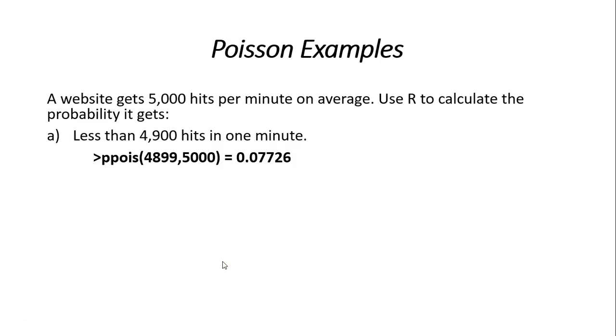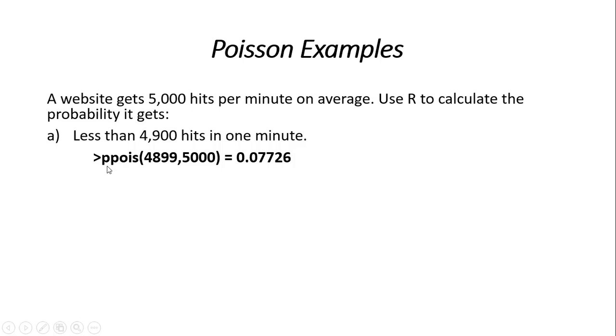So some examples with the Poisson. Suppose a website gets 5,000 hits per minute on average. We want to use R to calculate the probability. Let's say it gets less than 4,900 hits in 1 minute. So less than 4,900. This would be a case where we use the cumulative distribution.